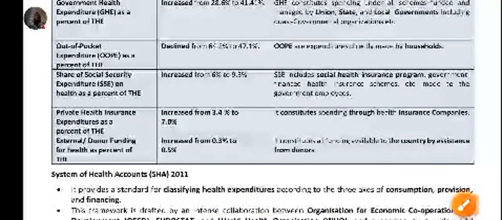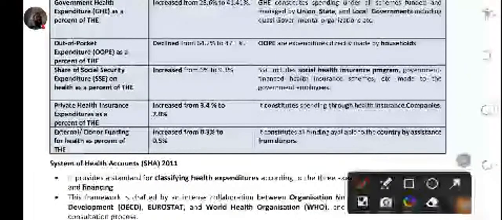The social security expenditure includes social health insurance programs, government financed health insurance schemes, and those made to government employees. Private health insurance expenditure as a percentage of the total health expenditure increased from 3.4% to 7%. It constitutes spending through health insurance companies. External donor funding for health as a percentage of the total health expenditure increased from 0.3% to 0.5%. It constitutes all funding available to the country as assistance by donors.